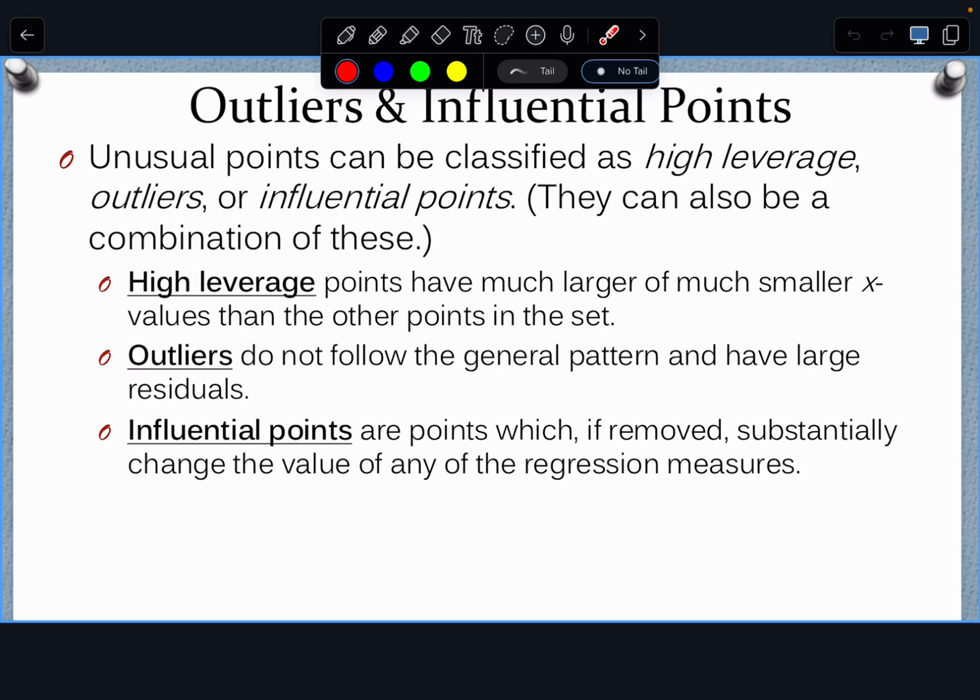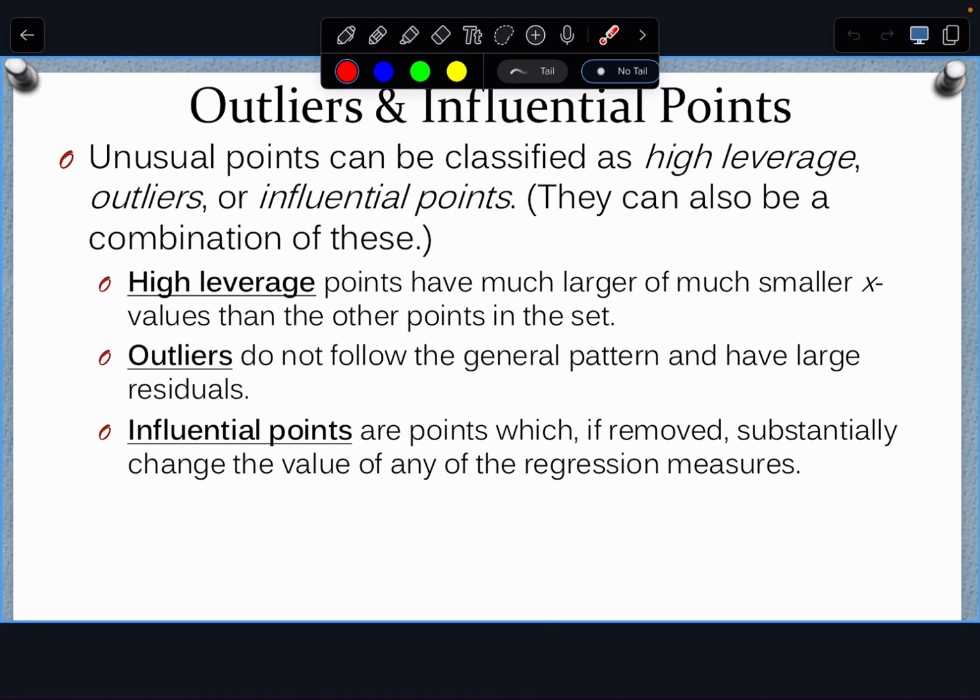So we saw that one point changed a positive association into a negative association. So when we have much larger, much smaller x values, we're going to have high leverage because it requires less force to pull. So they're going to have a much more dramatic effect on the slope, a lot of times on the y-intercept as well, because as soon as the slope changes, the y-intercept has to change. Remember, we're balancing on that fulcrum on the center of the x variable. So those are going to have high leverage.